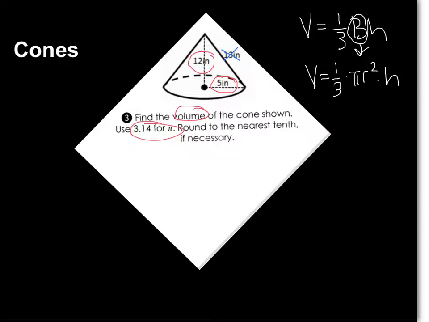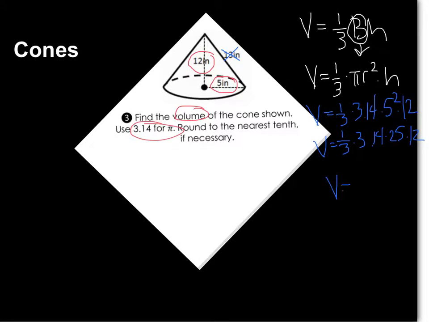So now our formula, we're going to plug in 1/3. Pi is 3.14. Our radius was 5 squared, and our height was 12. So we're going to have volume equals 1/3 times 3.14 times 25 times 12. And now, when I plug that in my calculator, I find that the volume equals 314. We were measuring in inches, and volume is always cubed, inches cubed. So the volume of this cone is 314 inches cubed.